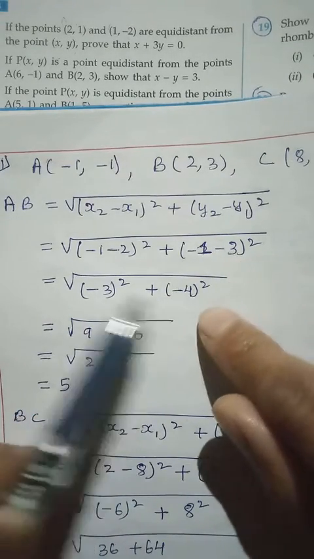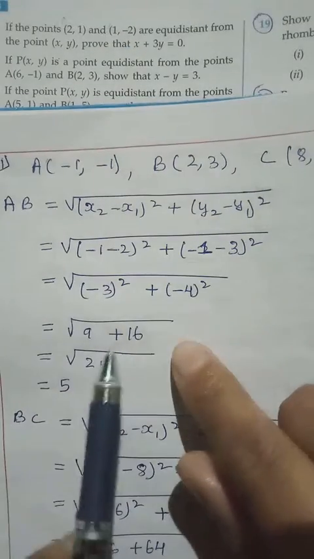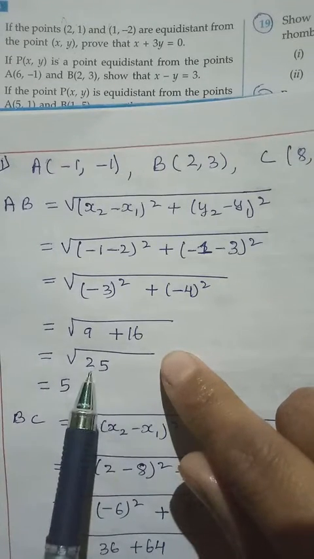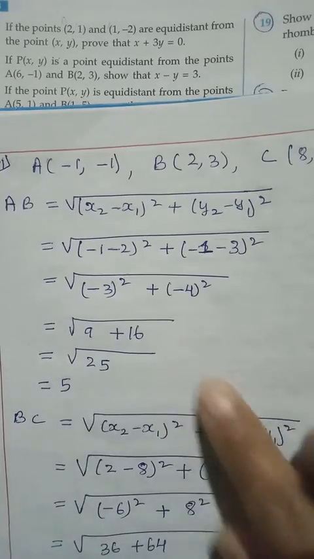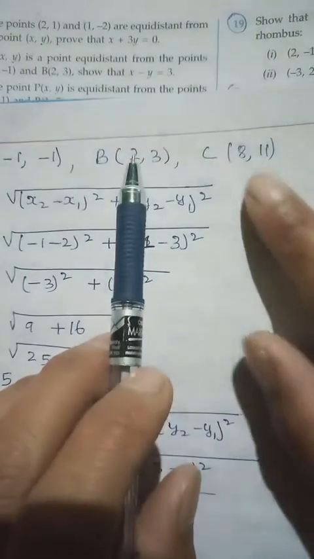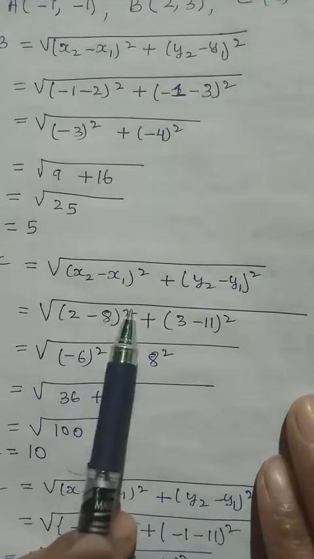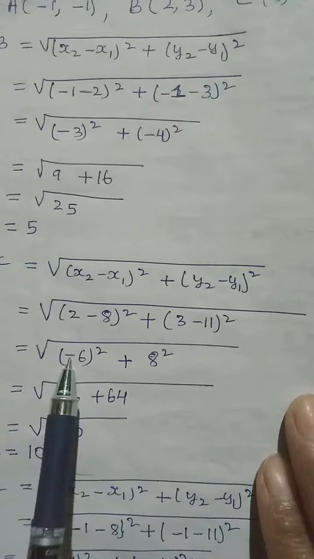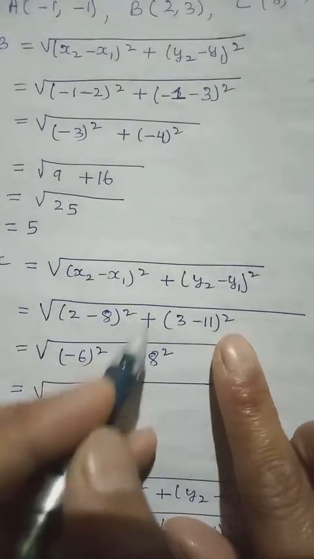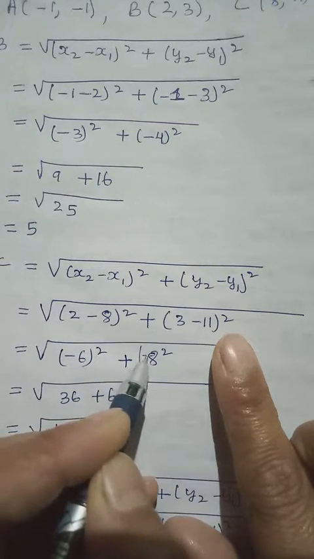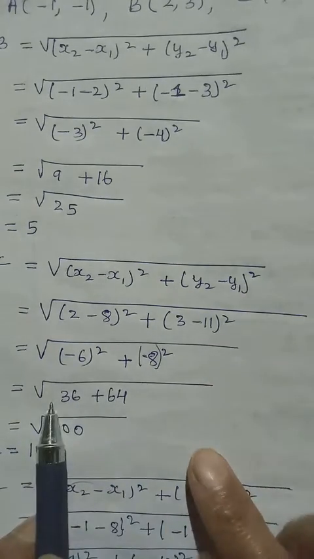Minus to minus becomes plus. 3 into 3, 9. 4 into 4, 16. 9 plus 16, we have 25. This one we can take out of the root because 5 is the square root of 25. Then next, BC, 2 and 8, 3 and 11. 8 minus 2, 6. So minus to minus plus, 6 into 6, 36. 11 minus 3 will become 8. 11 is greater. But again here, minus to minus becomes plus, 64 there.